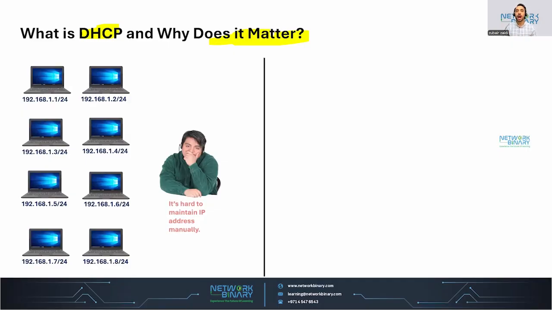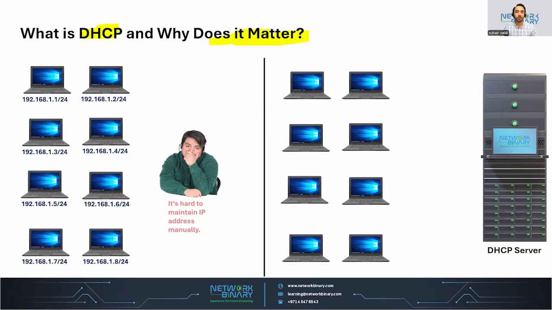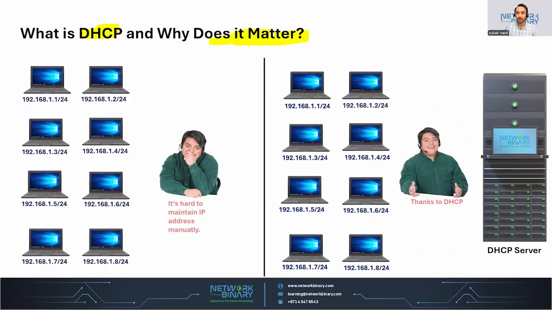Now, what's the solution? How can I make this work efficient? Well, we have the Dynamic Host Configuration Protocol. We need a particular server, or you can use a Cisco router. You can run the DHCP services on that. Again, you have a couple of devices you want to assign the IP address to. Having the DHCP server and a pool of IPv4 addresses, the server assigns the IP address dynamically to the devices whenever the client, whenever the devices, need an IP address. Now, thanks to DHCP, this work is efficient and easy.